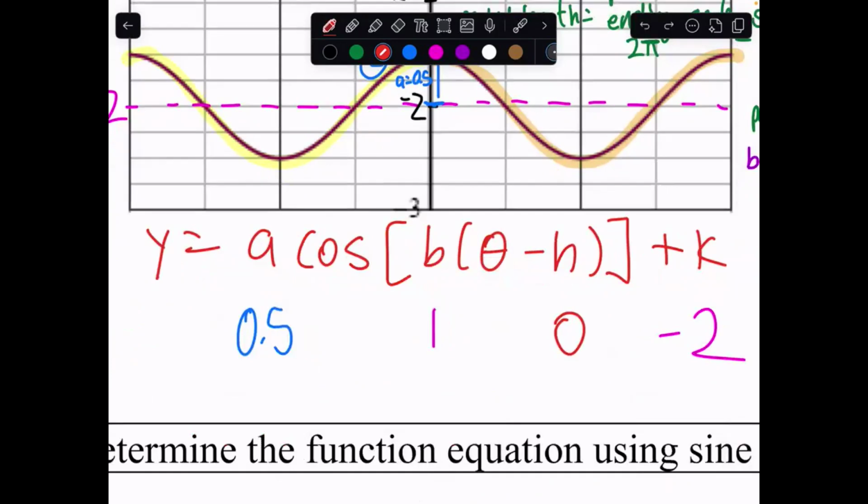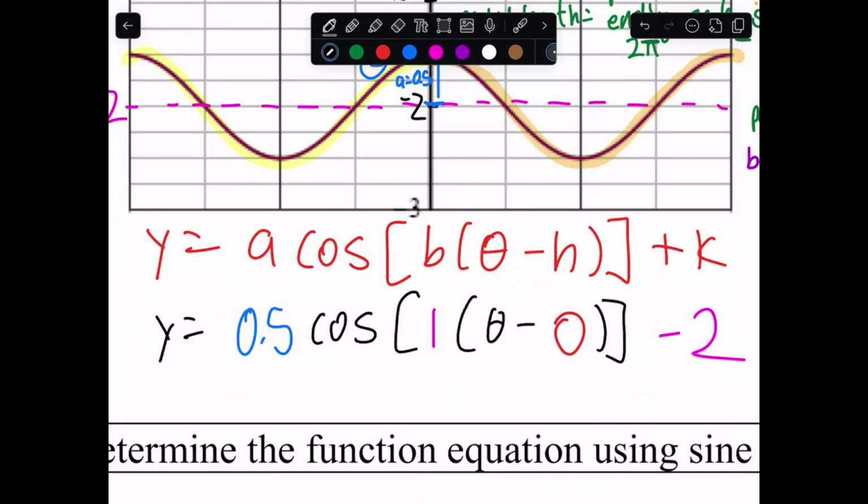So we can simplify this quite a bit. 1 times anything stays the same, but also theta minus 0, anything minus 0 stays the same also. You do still have the minus 2 at the end.